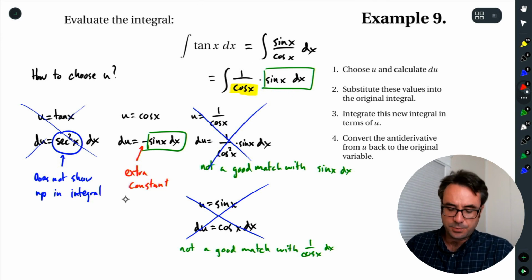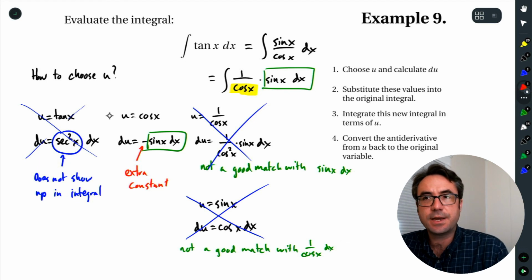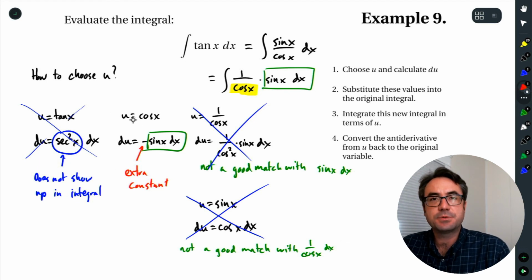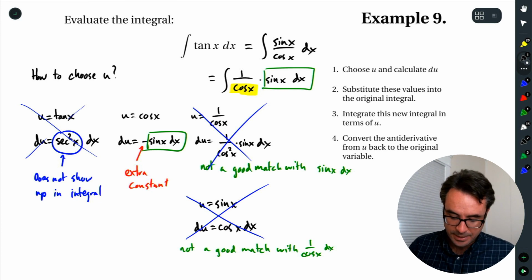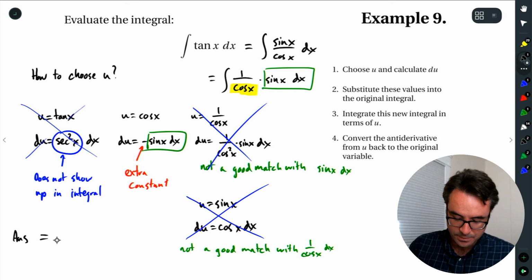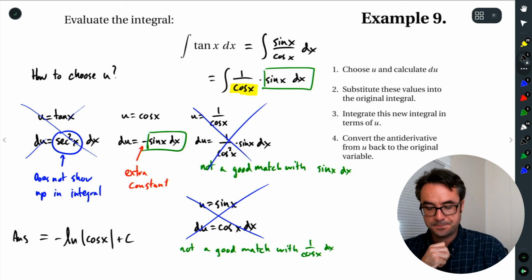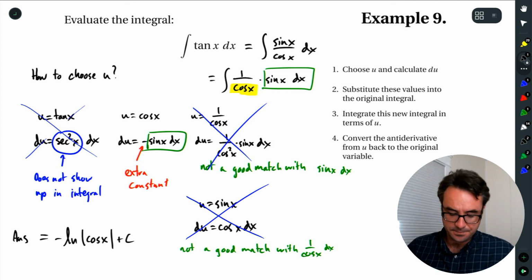So as practice, finish trying this problem with this substitution where you let u equal cosine x and the differential here is negative sine x dx. And what do you end up with? You're going to end up with negative natural log of absolute value cosine x plus c. That's the answer.